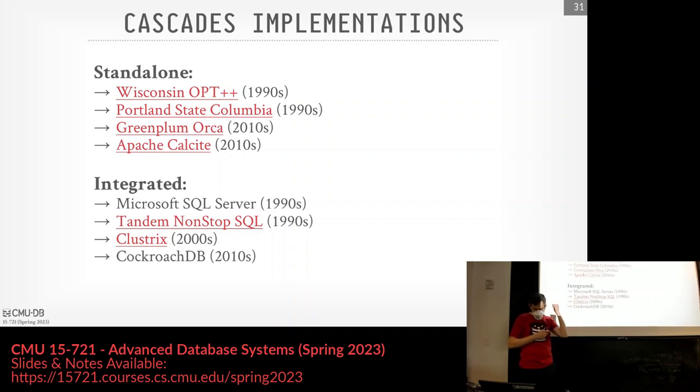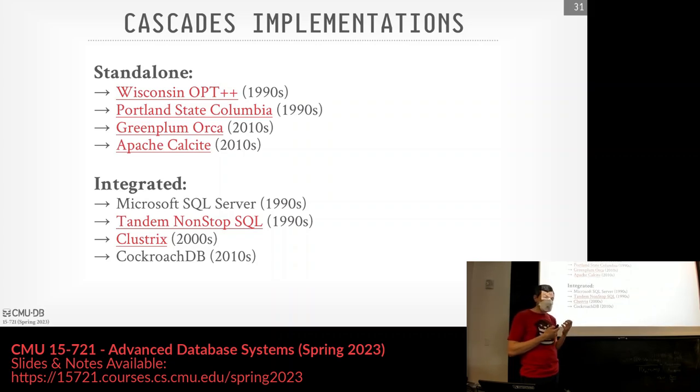Clustrix was a distributed version of MySQL that got spun out of AOL, if you remember America Online was the big internet company in the US in the late 90s. They got bought by the MariaDB guys a few years ago. And CockroachDB we'll talk about a little bit as well. They wrote theirs from scratch.